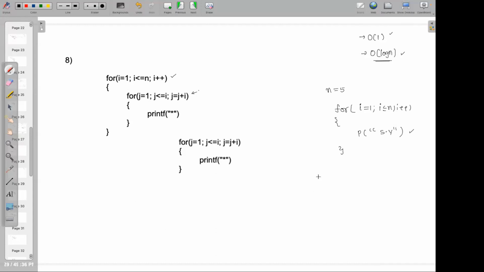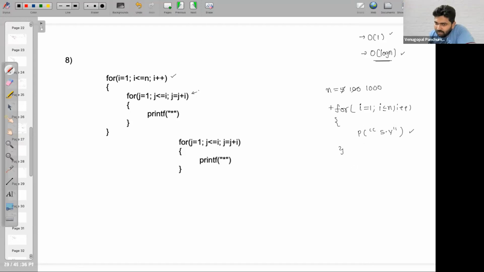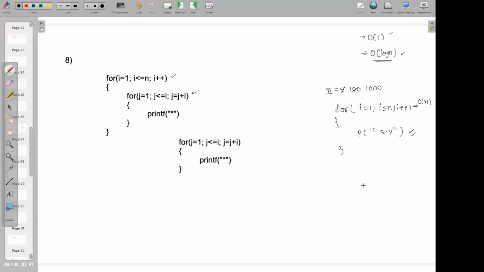5 times. Very good. If I give n equal to 100, how many times will Satyam Yadav be printed? 100 times. If I give 1000, 1000 times. So whatever this n is, that many times Satyam Yadav is printed. Therefore, this loop is order of n. Got it? This much you understood, right? Okay. Just wait for 2 minutes. I will explain this question. You will get everything.